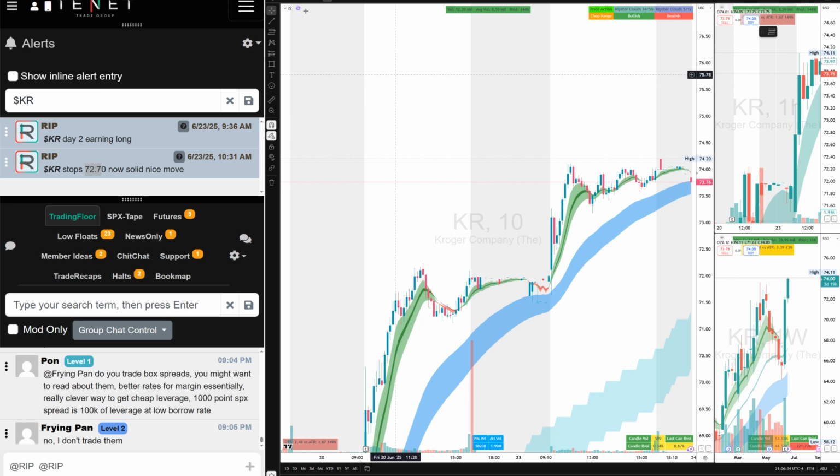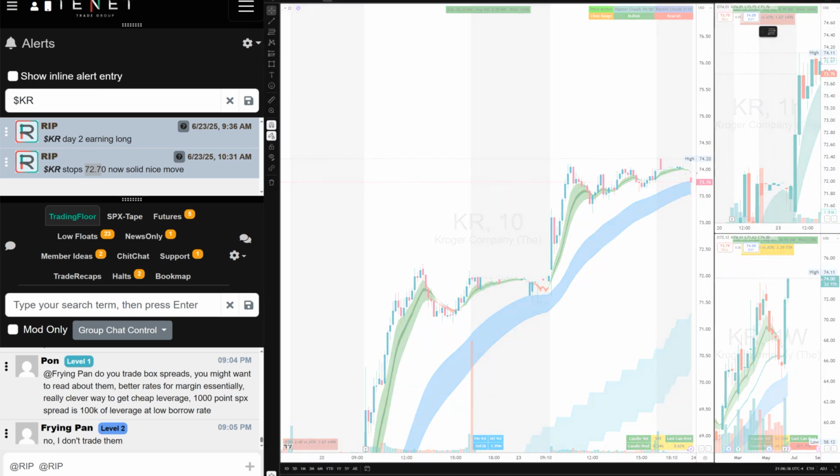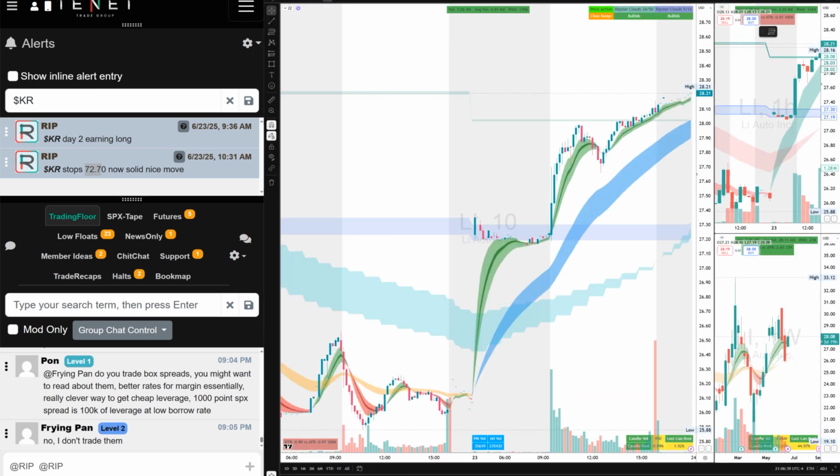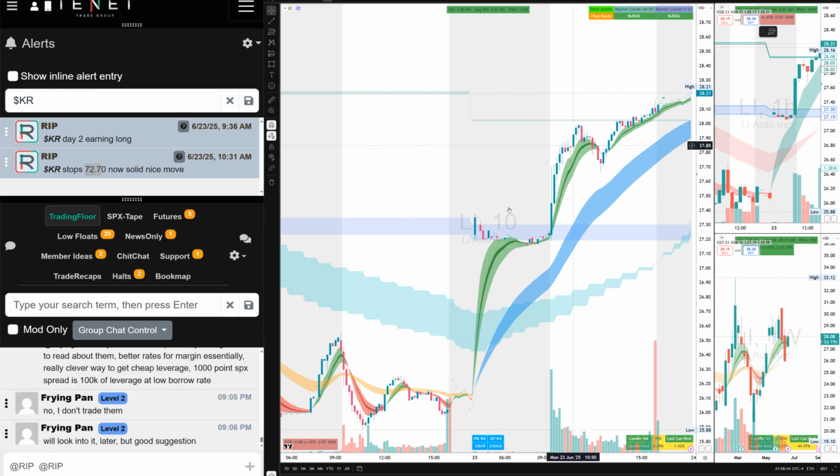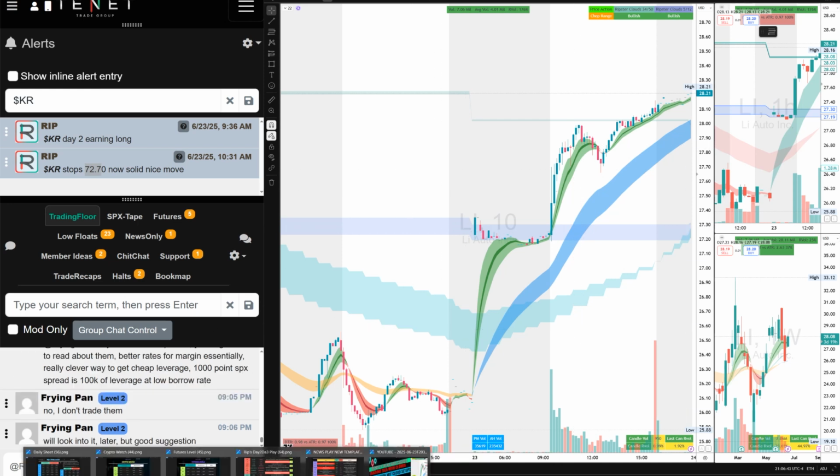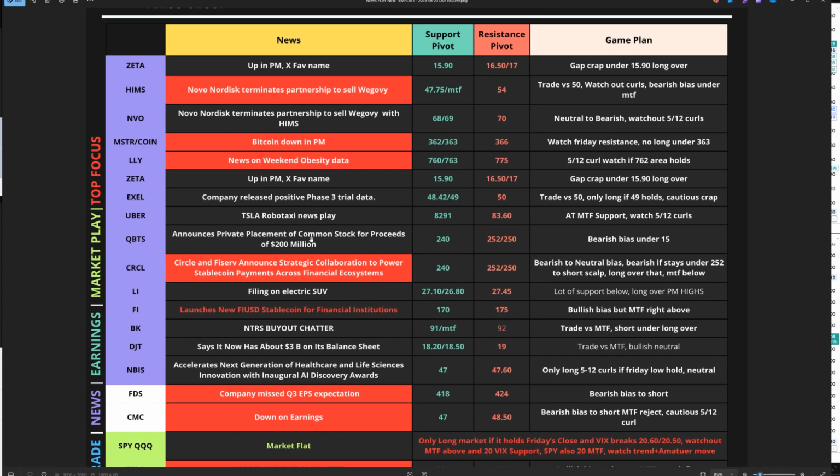All right, let's look at the next setup here. The next one we're going to look at is LI. So LI was also on our game plan today. LI was a beautiful trade, messed up with a little market pullback. LI was getting into electric SUV. Always good, a lot of support below. Long over the pre-market highs.